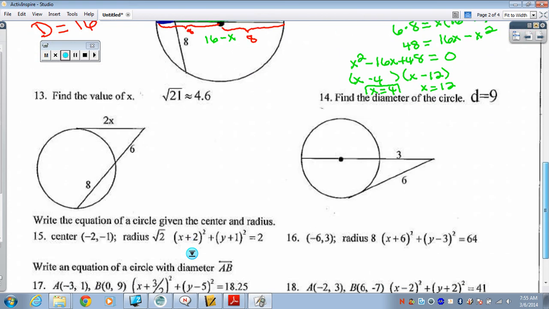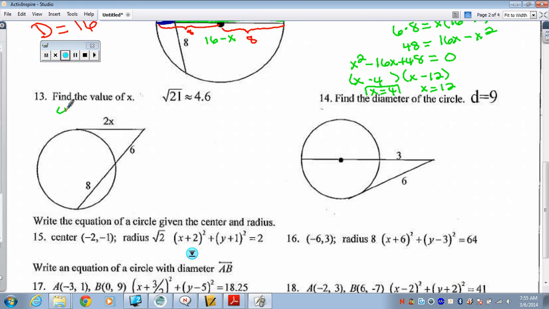All right, next one. This is your OW equals OW. The outside here is 2x. The whole side is 2x. The outside here is 6. The whole side is 14. So this is going to be 2x squared equals 6 times 14.